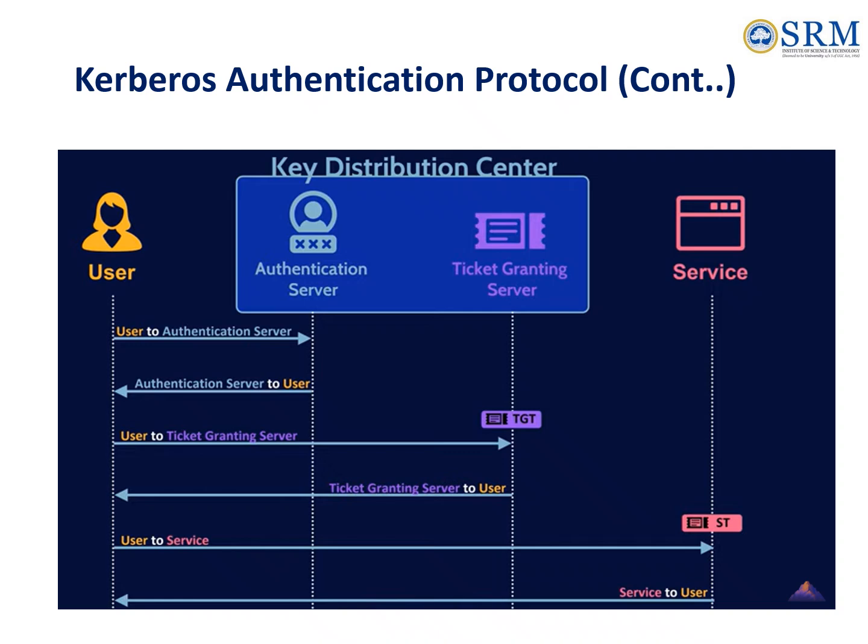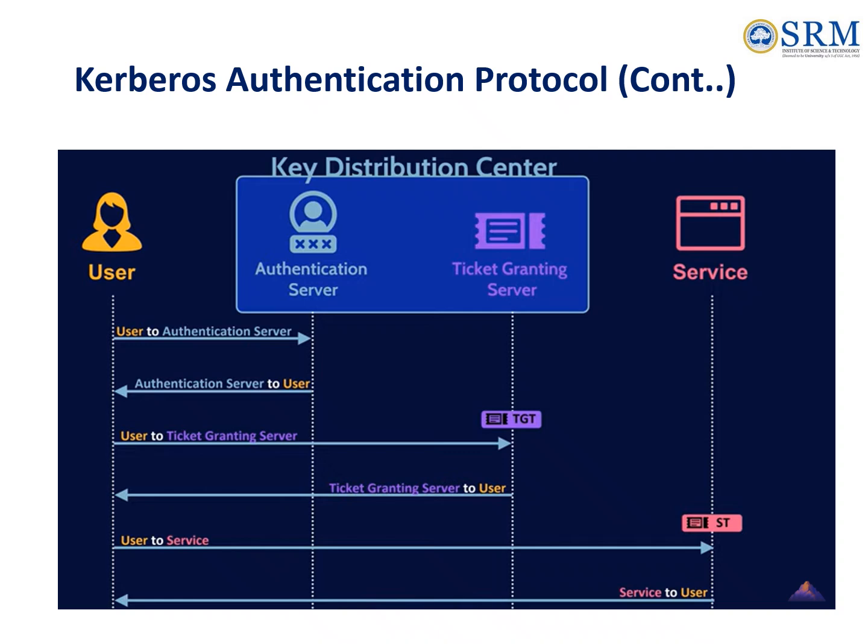Now, the ticket granting server verifies the ticket granting ticket provided by the user. If the ticket is valid, the server issues another ticket called the service ticket. This service ticket is specifically meant for accessing a particular cloud service or network resource. So, Kerberos avoids repeated password transmission and improves authentication security.